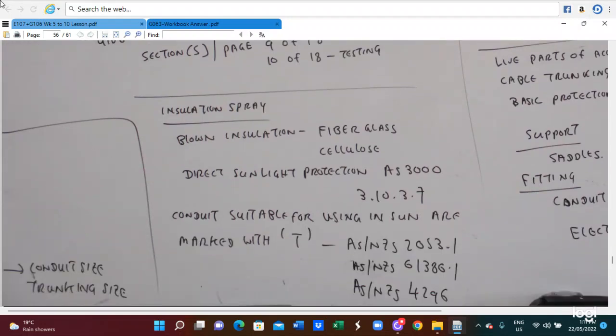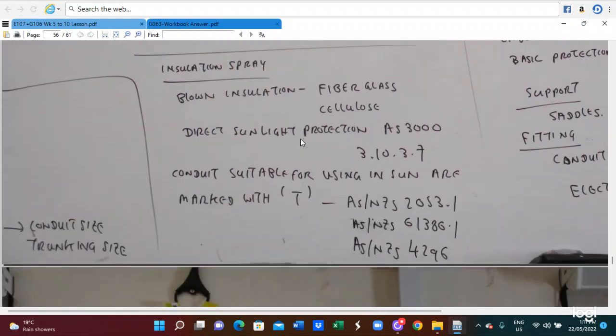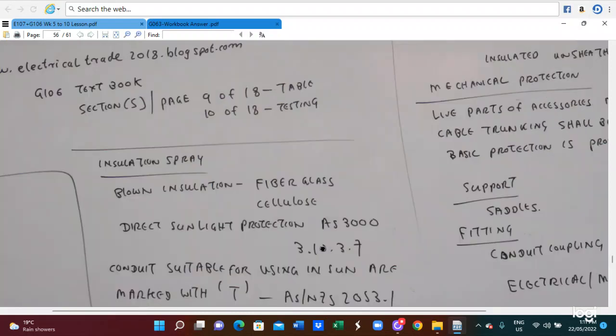And the next one is the installations, the insulations are separate. Ground insulation for the firewall class and the sun rows. Like standard protection, we have to follow and utilize the standards of AS3000, plus 3x10x3x7. Could use 3x for the sun, marked with the T, so that it follows the AS/NZS 205-3x1, AS/NZS 6138-6.1, AS/NZS 4296.